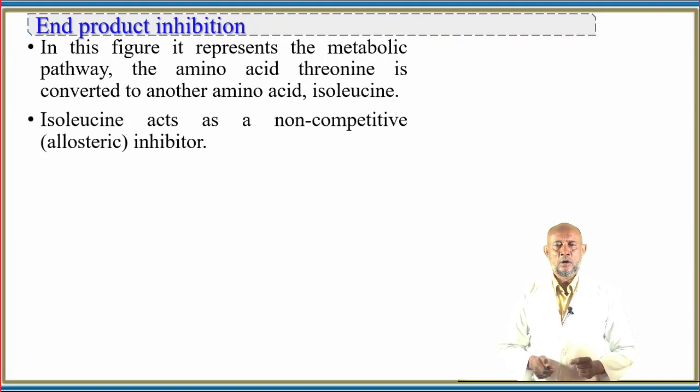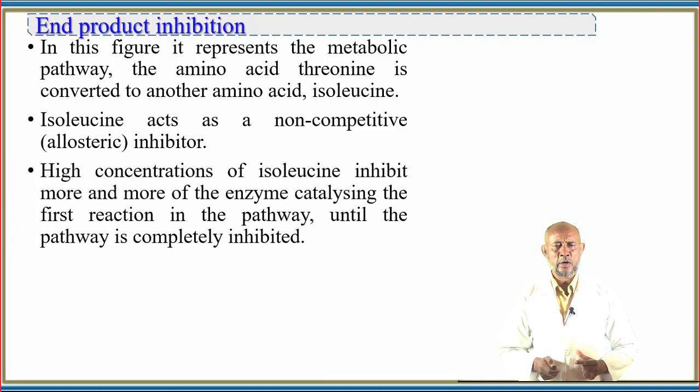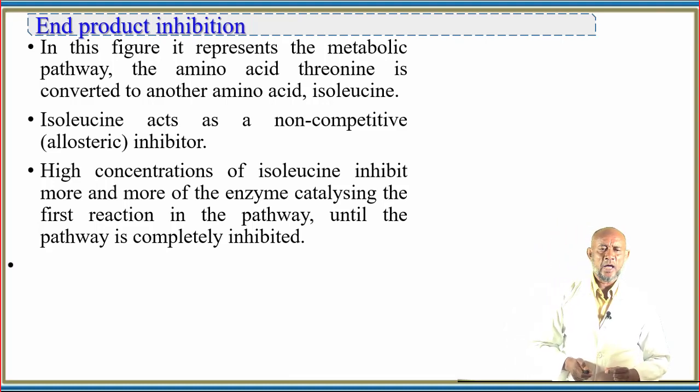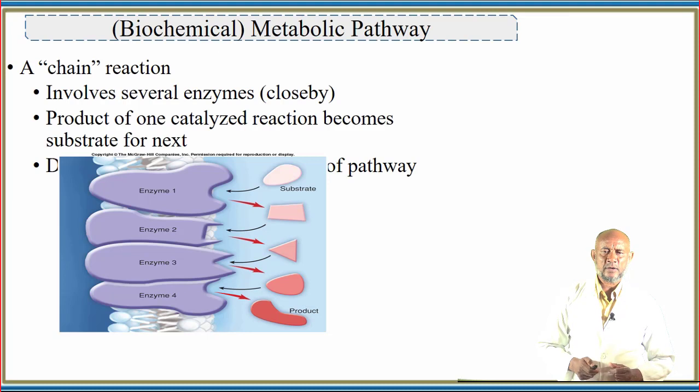Isoleucine acts as a non-competitive or allosteric inhibitor, and high concentration of isoleucine inhibits more and more of the enzyme catalyzing the first reaction in the pathway until the pathway is completely inhibited. In a chain reaction involving several enzymes, the product of one catalyzing reaction becomes the substrate of the next, just like this. Enzyme 1 produces this, and the second one becomes a substrate for the third reaction. The third reaction product serves as a substrate for the fourth reaction.